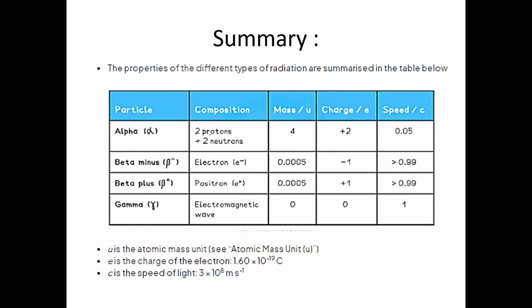Next, this is the comparison of all the properties of the alpha, beta, and gamma. So, alpha particle's composition is that it is carrying two protons, two neutrons. Its mass is four times of u. Alpha particle is a positive two charge, and its speed is roughly 0.05 times of the speed of light.